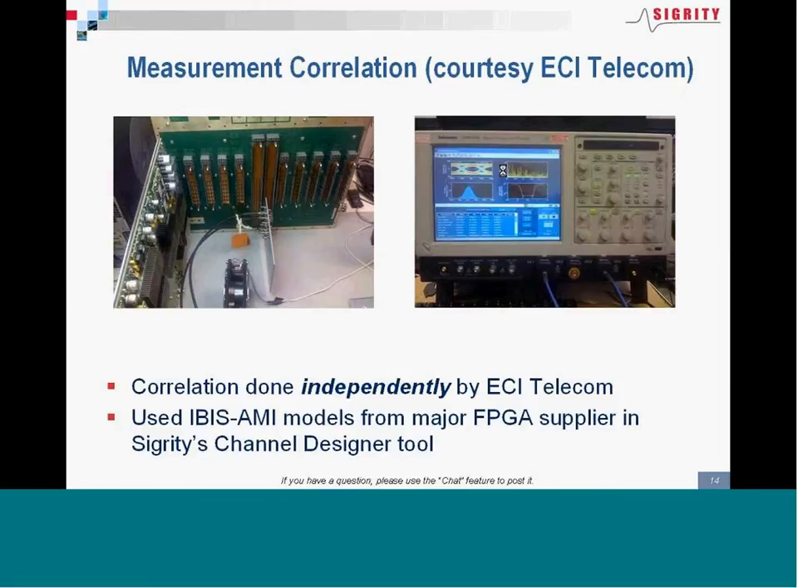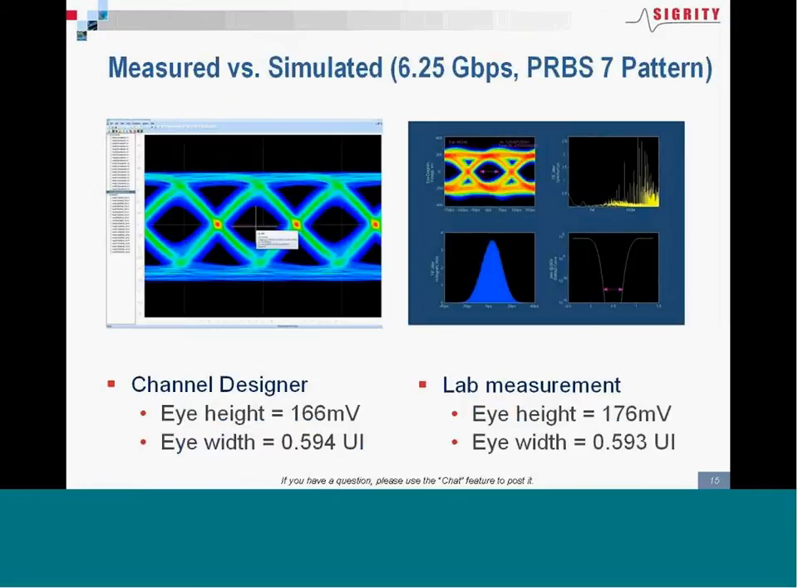We also have some measurement correlation courtesy of John Montag at ECI Telecom, who shared with us some data that he had worked on, where you can see line card, backplane, paddle card, and the oscilloscope setup. This used some IBIS AMI models as well from a major FPGA supplier. And again, comparison of simulation results in Channel Designer and oscilloscope results. We're able to very closely reproduce what was seen in the lab.